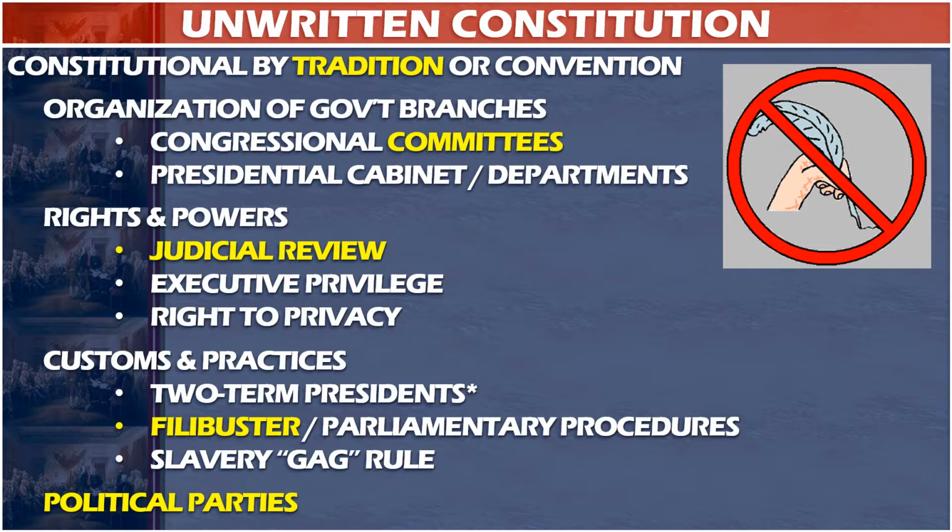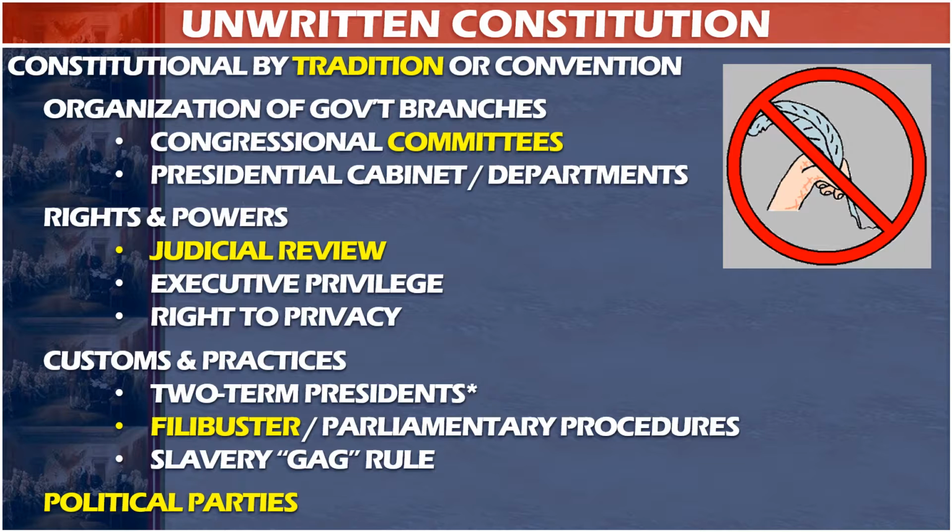The second things are rights and powers that are claimed both by citizens and by different branches of government. So judicial review is established by the court case Marbury v. Madison, which we'll be talking about more later. But it's actually not written in the Constitution. There's nothing saying that the Supreme Court is the final word on the interpretation of the Constitution.